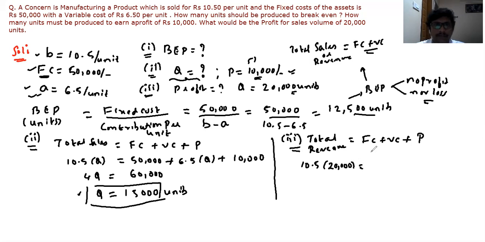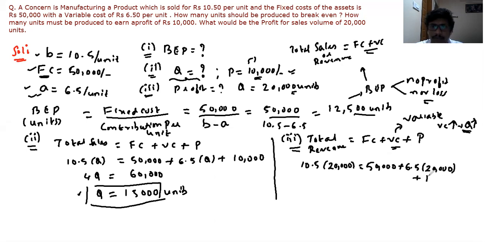So it is equal to fixed cost, which is a constant parameter. It doesn't depend upon how many products you are producing. It is independent of production level. So it is given as 50,000 plus variable cost. Variable cost is a variable parameter. It increases if you are producing more and more products, right? So for 1 unit, it is 6.5, which is given in the question. For 20,000 units, it will become 6.5 into 20,000 plus profit.